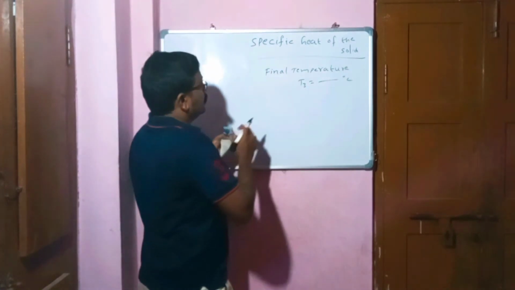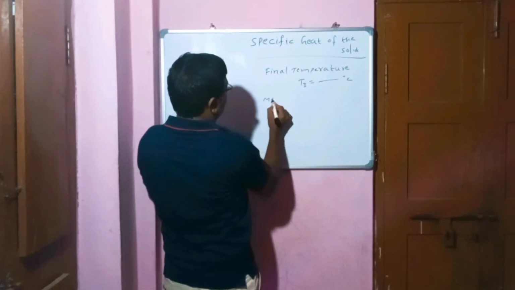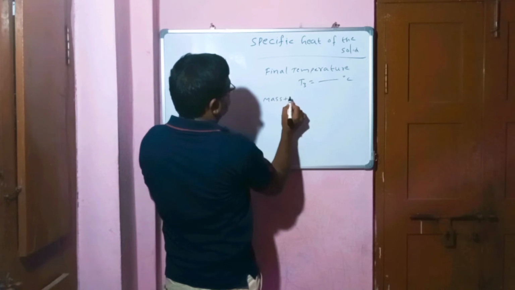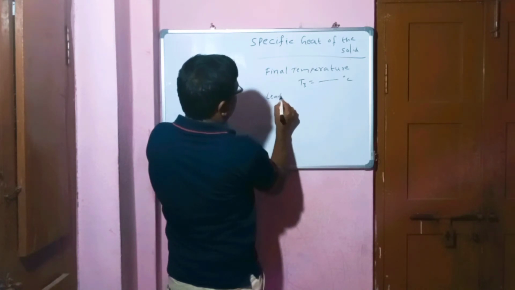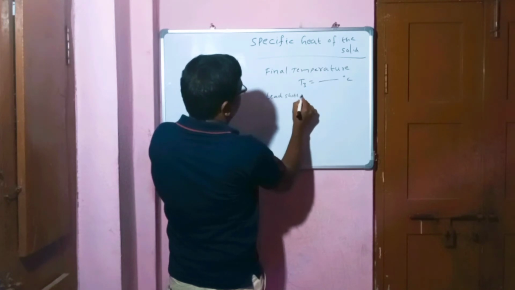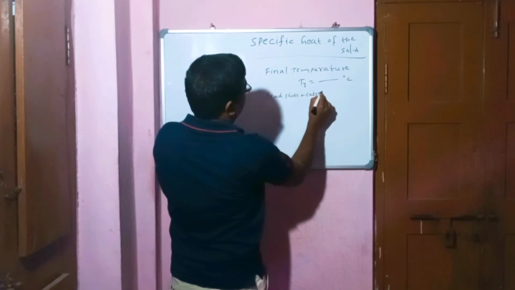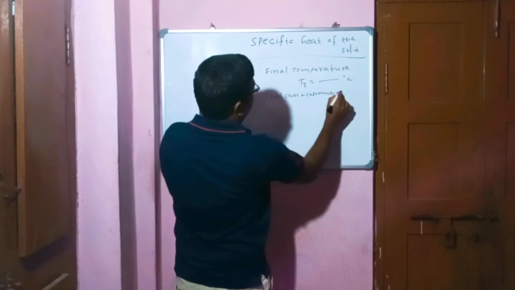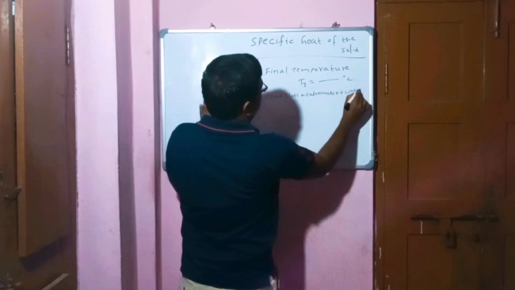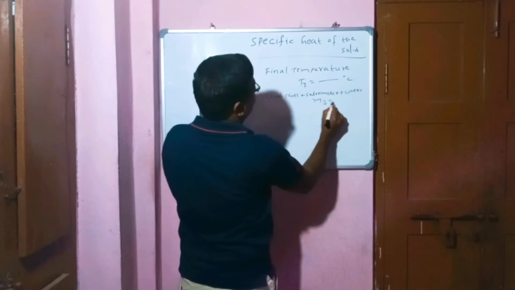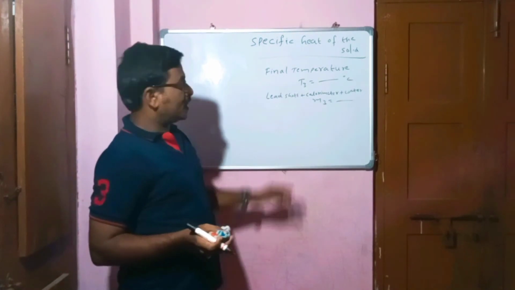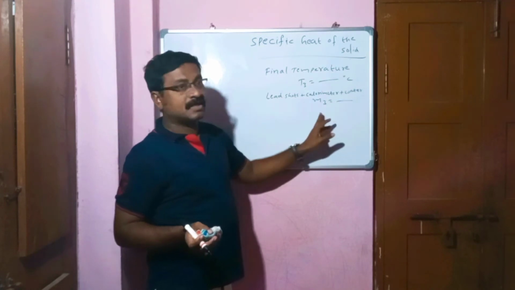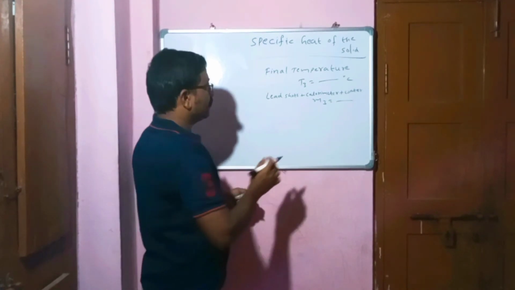Okay. Here, mass of lead shards plus calorimeter plus water. You can find this out by using the common balance. That is called M3.